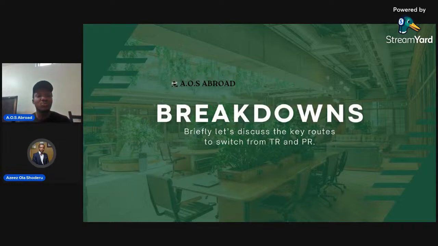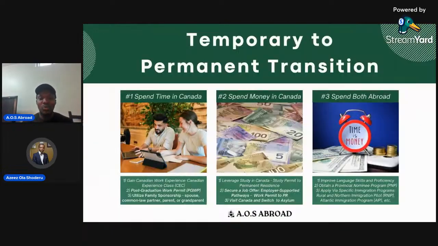Now, let's go into the breakdown and briefly discuss the key routes you can use to switch. We have talked about the temporary resident, and we have talked about the permanent resident. Let's now talk about the ability to switch from temporary resident to permanent resident, assuming you have been here as a visitor, a student, or a worker. There are three main ways I tell people that you can switch from temporary residence to permanent residence. I simplify it for you so that you really understand what it is all about.